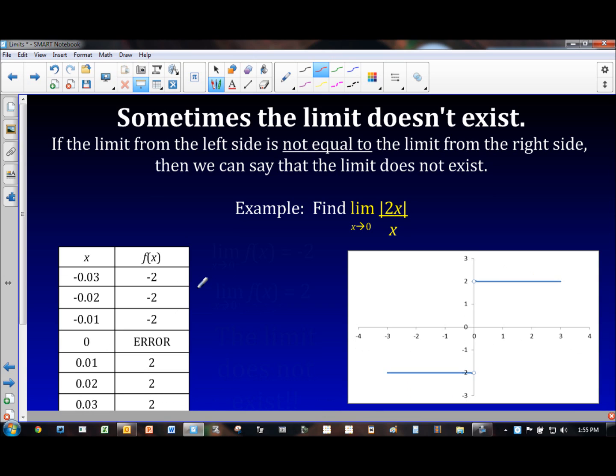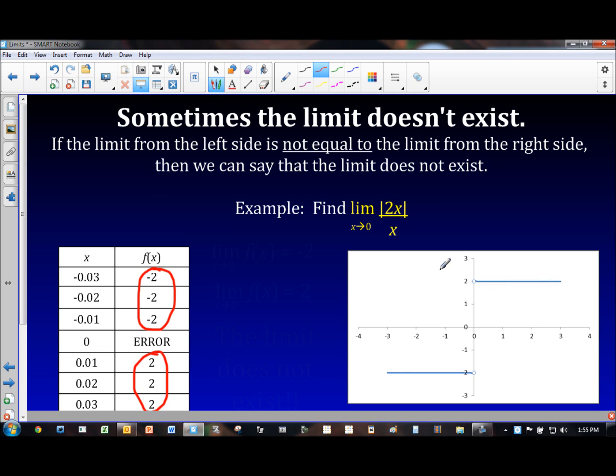So notice that as you approach x equals 0 from the left, meaning I'm using numbers that are a little bit less, I consistently get a y value of negative 2, which means that as I approach x equals 0 from the left, I get a y value of negative 2. The limit is negative 2. And as I approach x equals 0 from the right, I consistently get y values of positive 2.